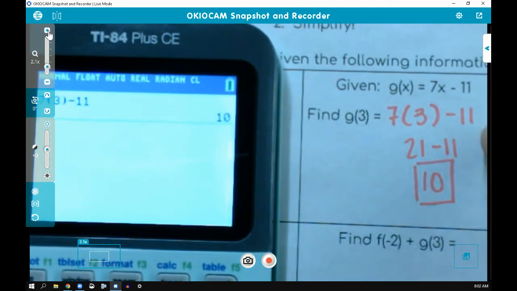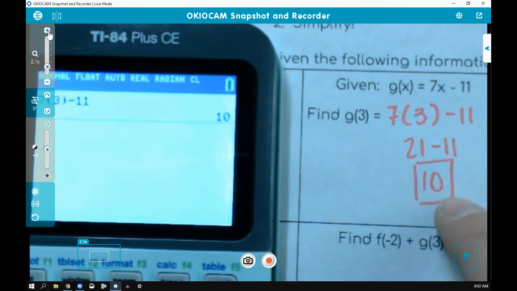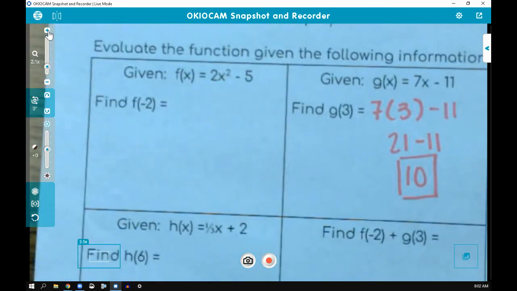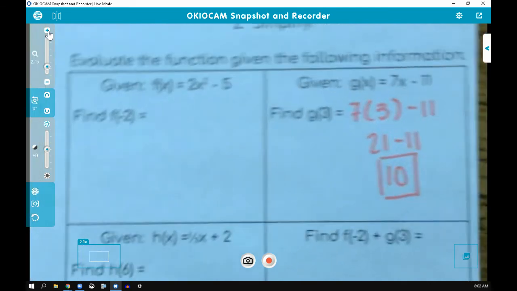You have to have this first line of work and you have to have this last line of work. You do not have to have the one in the middle, because if you choose to do it in your calculator, you don't need that. But you can't just have the answer. You have to show us substituting it in and then simplifying your answer. You can't just have the answer. Any questions about that problem?